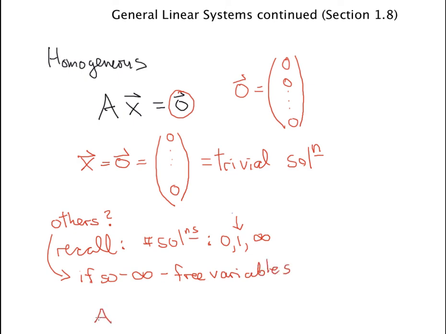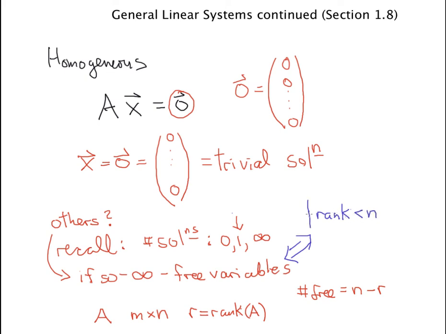So suppose A is an m by n matrix, and as usual, we'll let R be the rank of A. Then the number of free variables is n minus the rank. So the condition to have more than one solution is that the rank is less than n, the number of columns.